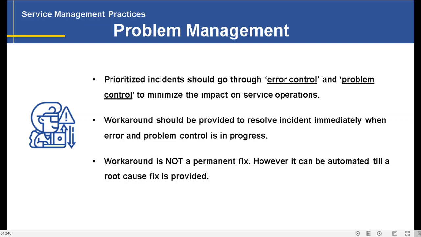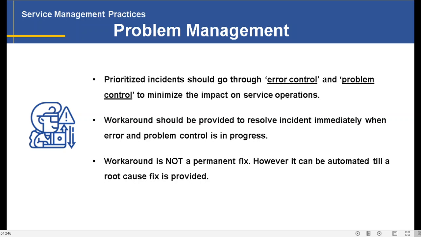ITIL teams define a known error as a problem that has been identified, but for whatever reason has not yet been resolved. While problem analysis is taking place, teams will develop workarounds and known errors will be documented so that service operations can resume with minimal disruption.